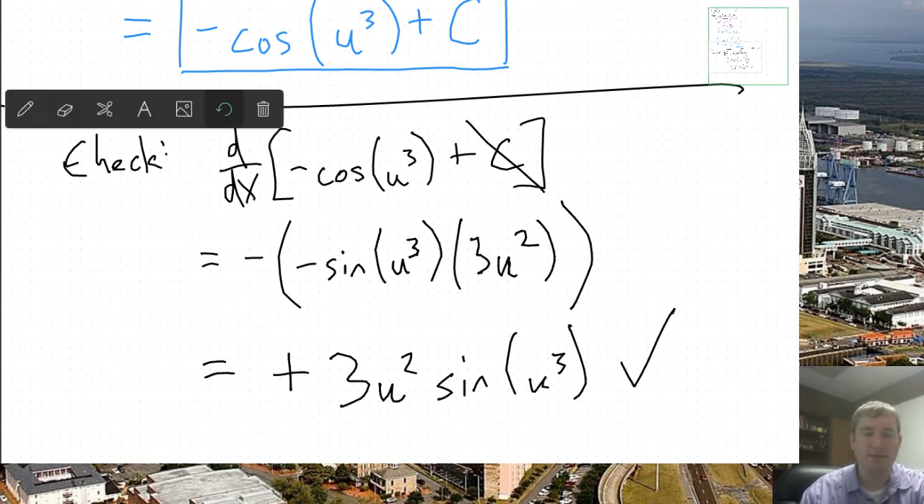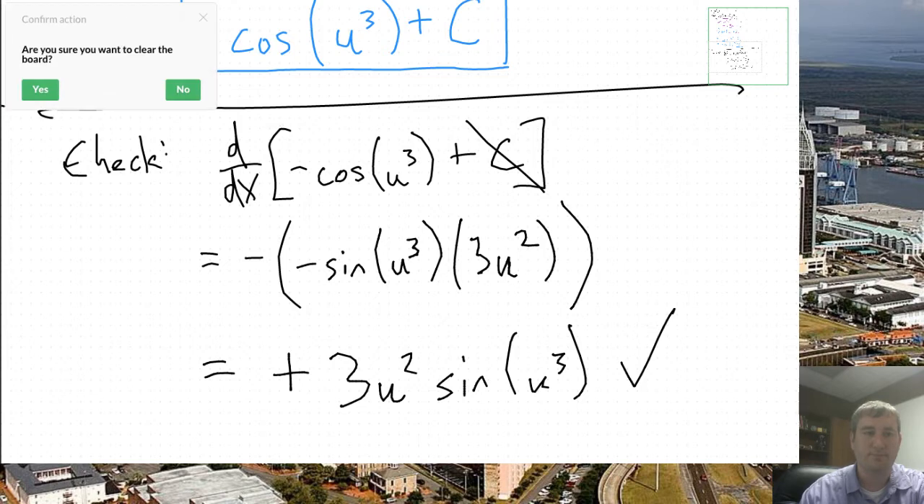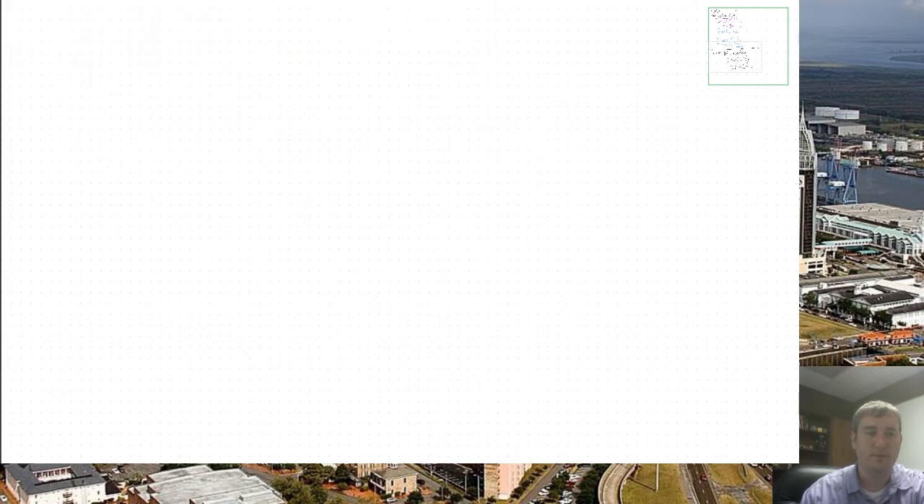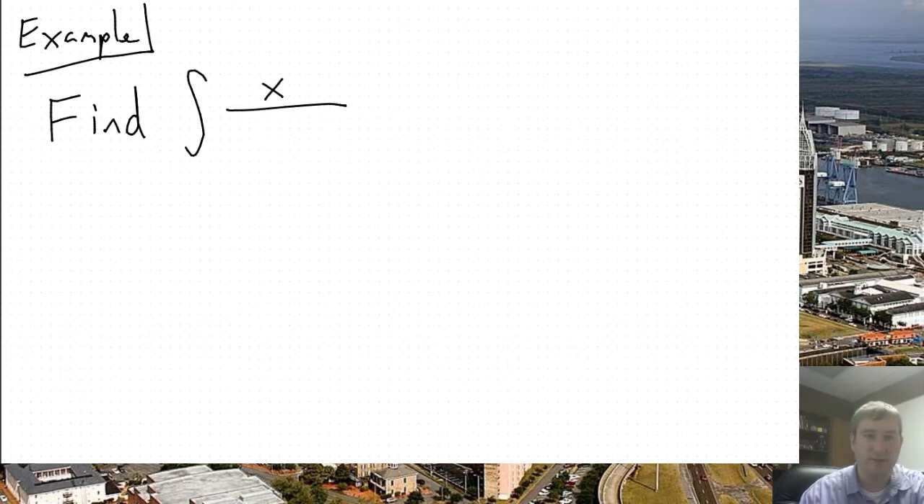Okay, let's do another example. All right, this example, find the integral of x divided by x squared plus 1 dx.